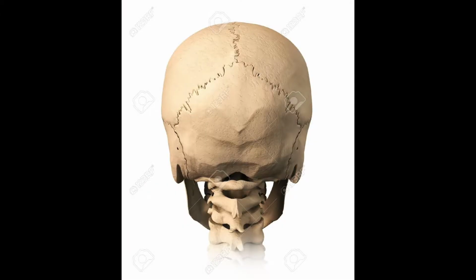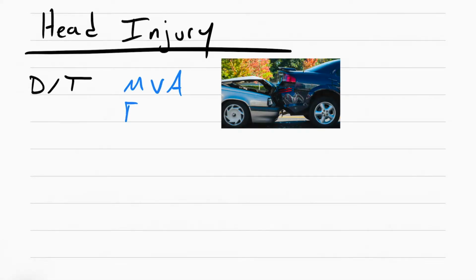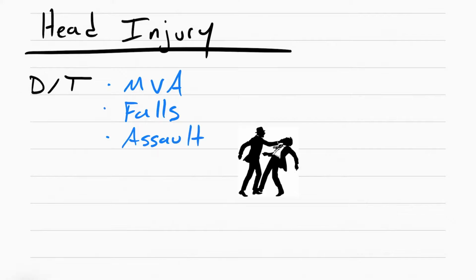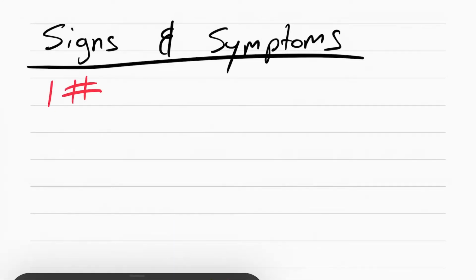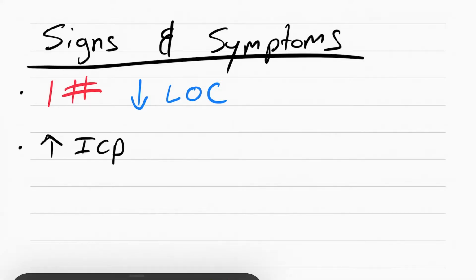Head injury is any type of injury that happens to the scalp, skull, or brain. The main reasons why head injury would happen are motor vehicle accidents, falls, and assault. The main sign and symptom you're going to see with a head injury is a decrease in the level of consciousness. This happens because of the increase in intracranial pressure that's going on after the head injury.